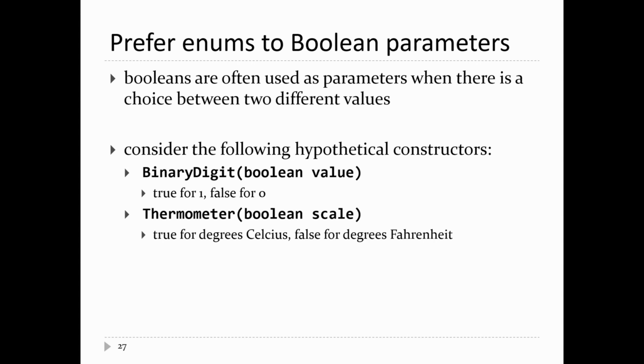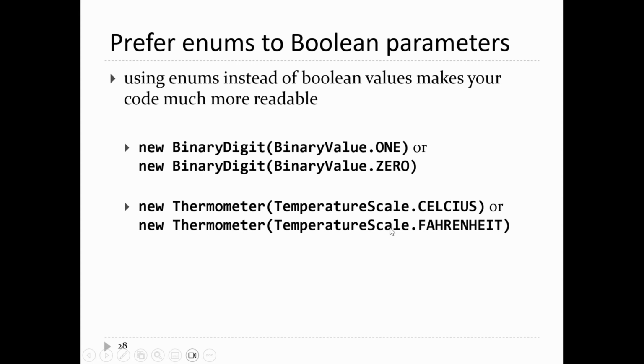Imagine you're implementing a class that represents a thermometer that can measure temperatures in Celsius or Fahrenheit. To indicate the temperature scale, you could use a Boolean parameter called scale. If scale is true, you get a thermometer that measures in degrees Celsius. If scale is false, you get one that measures in Fahrenheit. Now the problem is when you write code using these, you end up writing something like new binary digit true, new binary digit false, new thermometer true, new thermometer false. And if you just look at that piece of code, you have no idea what's going on until you go and look up the documentation for the constructor.